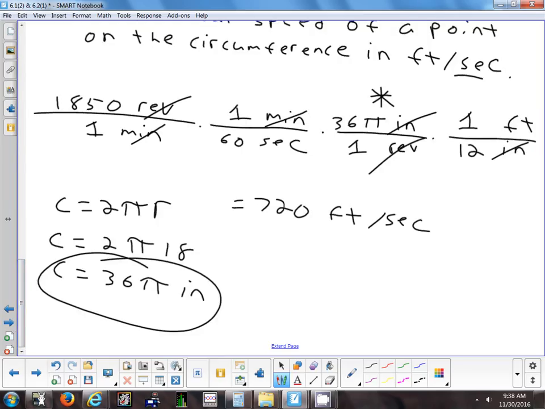Oh, wait. So did anybody do the whole thing out? Yeah, so the product of the denominator, 60 times 12, is 720. So would you do 1850 times 36 pi? Yep, 1850 times 36 times pi, and then divide by 720. It's 290.6.